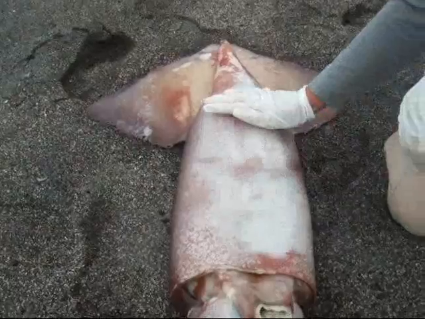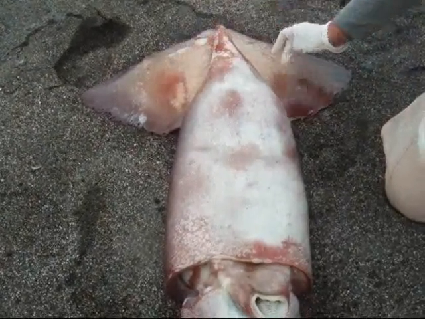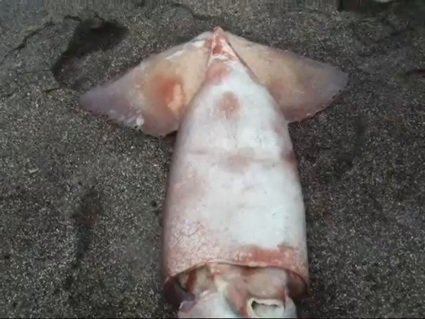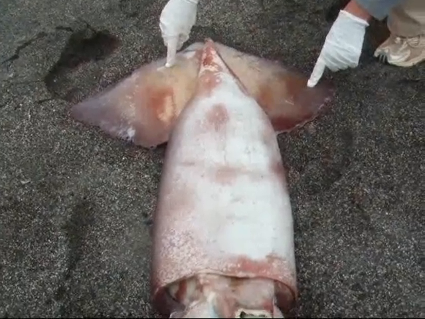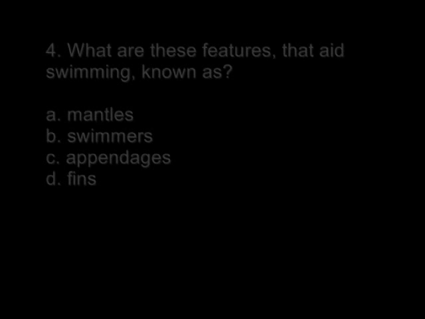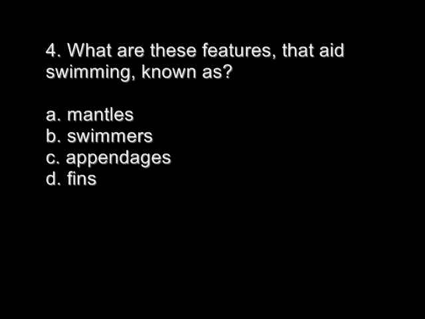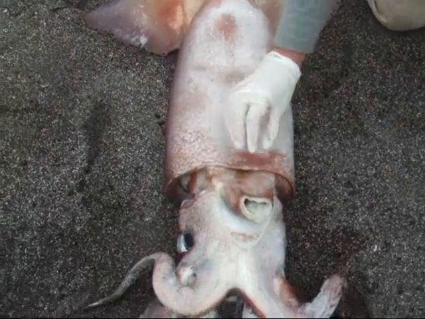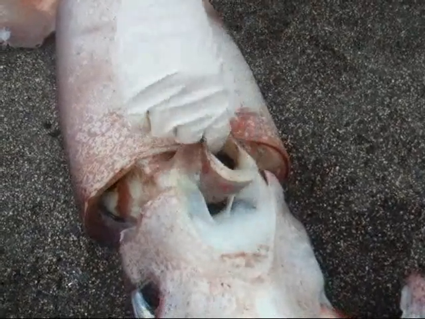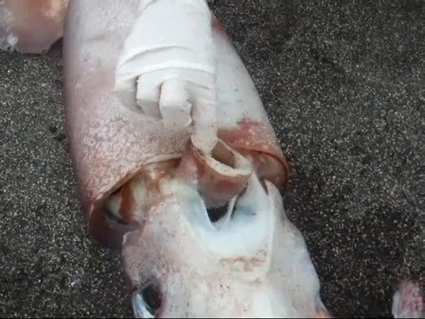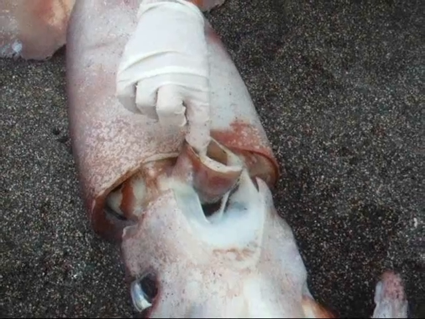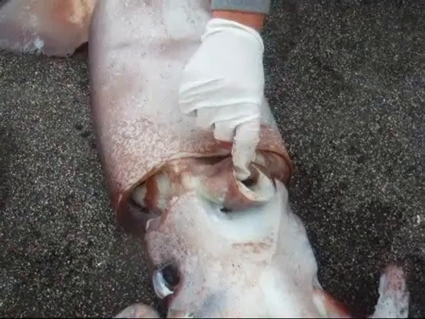This is the body, and these help it to swim. What would these be called? There's also a feature that can be seen right here. What is this feature? What would come out of this?